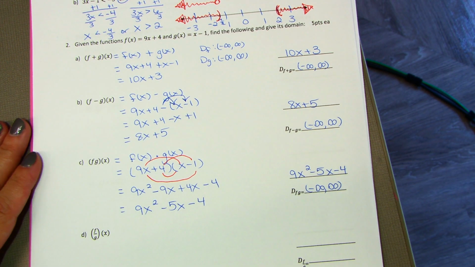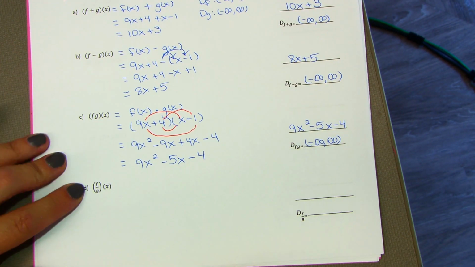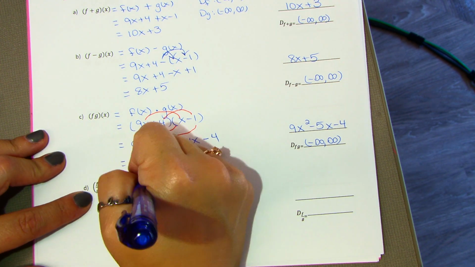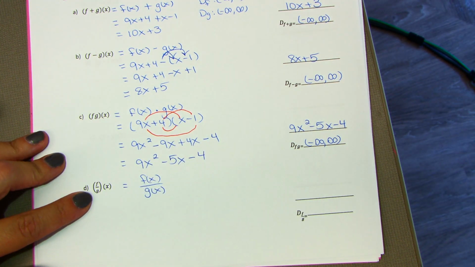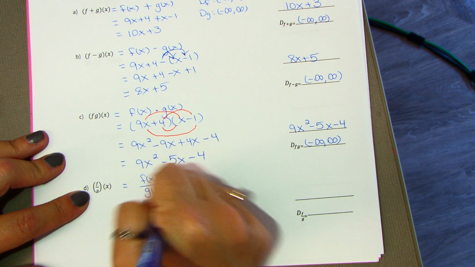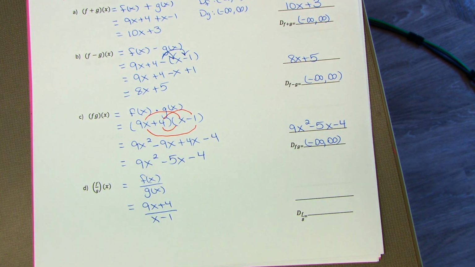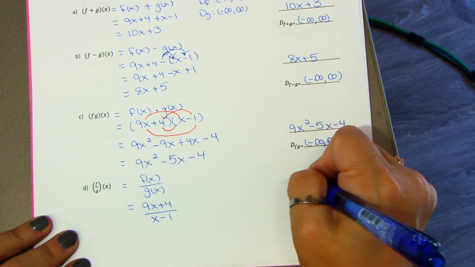So if I'm taking f divided by g of x, that's where I take my f of x function and I stick it on top of my g of x function. So in this case, my f of x function was 9x plus 4. My g of x is x minus 1. So that's my answer. There's nothing else I can do. I'm not going to try and do any other arithmetic with it, so that is my solution.